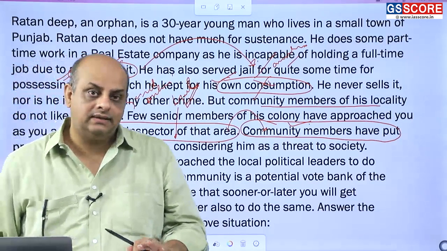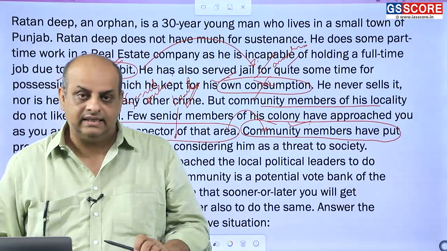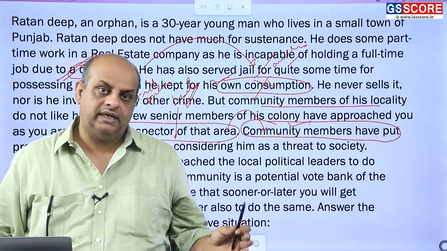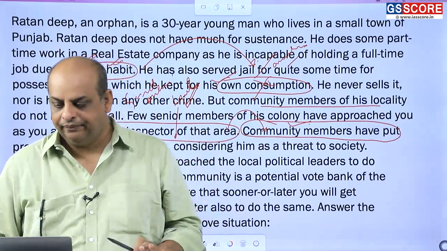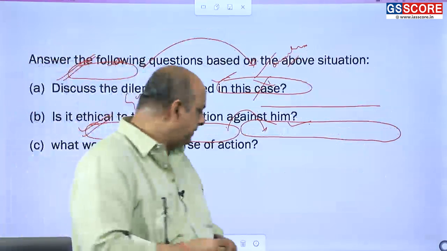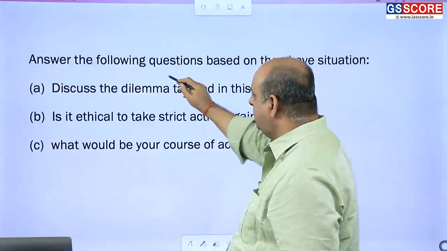Your own conscience, belief, etc. At the same time, you can say the objective responsibility, and that is what law says, very clear-cut, and what is the community's demand. So in this light, you see the question. What question has been framed? The question has been framed like, discuss the dilemma tangled in the case.